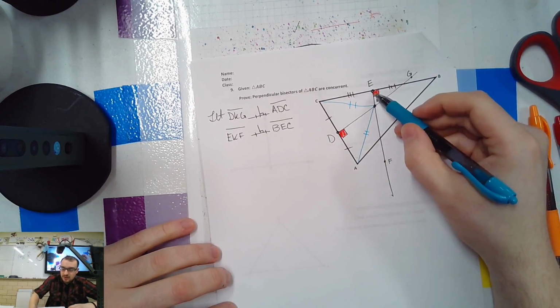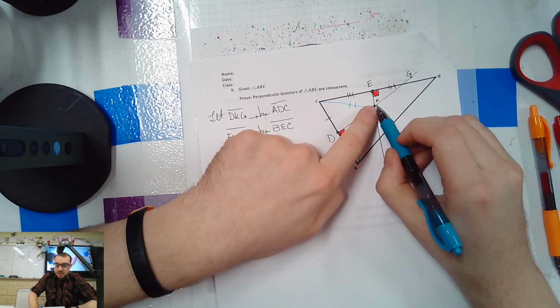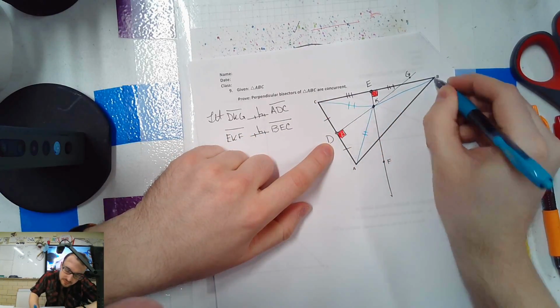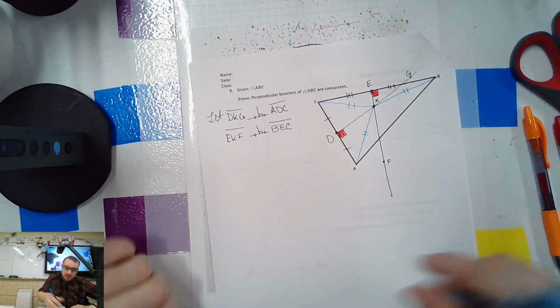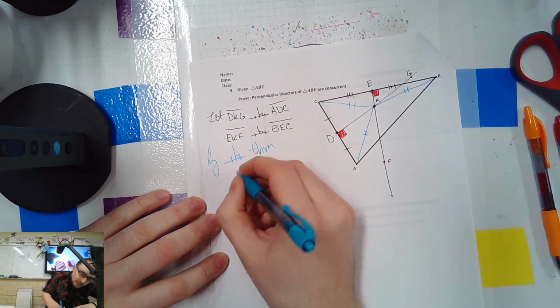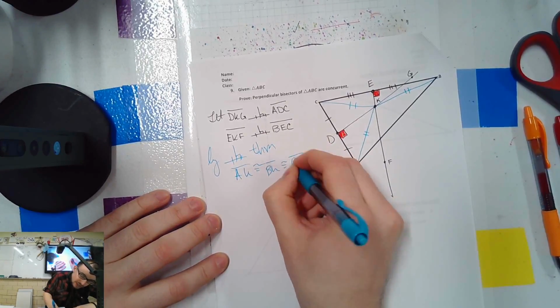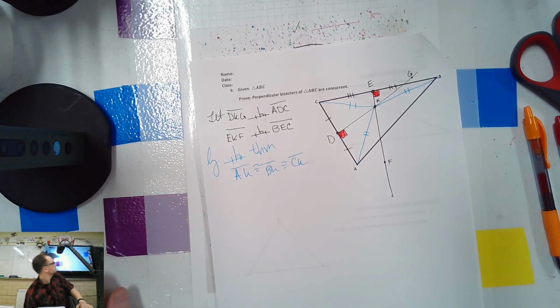Well, isn't K also on this guy's perpendicular bisector? So he's going to be equidistant from those two endpoints. So that's by perpendicular bisector theorem. AK, BK, and CK are congruent, those segments I drew in.